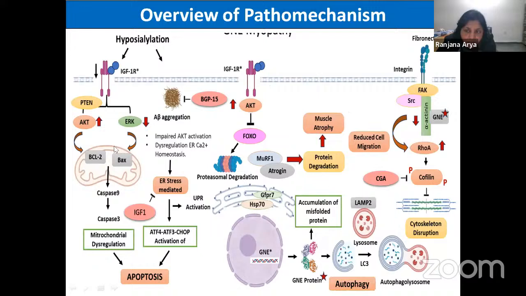And then what are the molecules? BGP15 is affecting the chaperone function, IGF-1 is affecting the IGF-1R and the apoptosis function, and we have a cofilin molecule, the CGA molecule, chlorogenic acid, which is present in your diet also, as a cofilin activator. And so you can have a regulation of the activity.